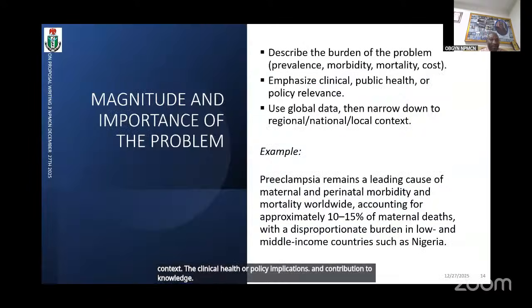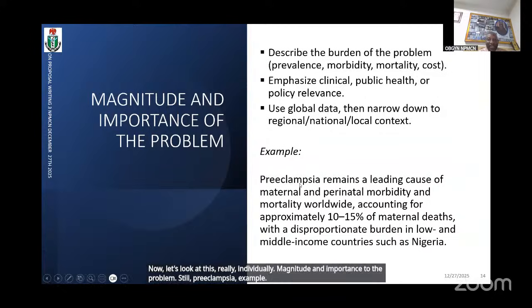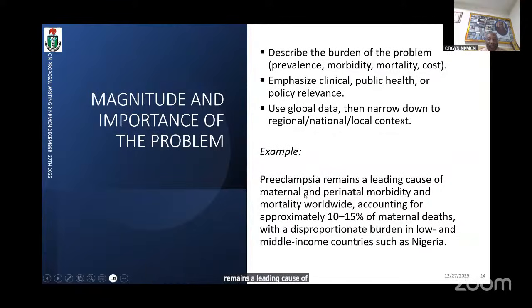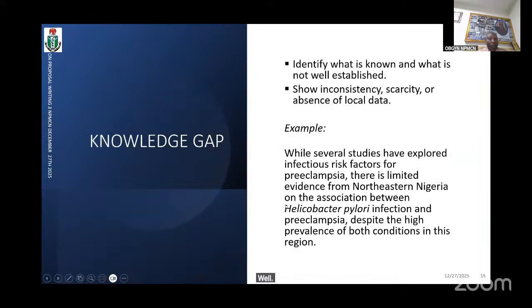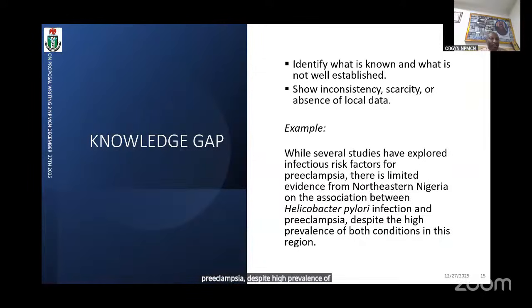Now let's look at this briefly, individually. Magnitude and importance of a problem. Still preeclampsia. Example: Preeclampsia remains a leading cause of maternal and perinatal mortality and morbidity worldwide, accounting for approximately 10 to 50% of maternal death, with a disproportionate burden in low and middle income countries such as Nigeria. Knowledge gap: While several studies have explored infectious risk factors for preeclampsia, there is limited evidence from northeastern Nigeria on the association between H. pylori infection and preeclampsia, despite high prevalence of both conditions in this region.